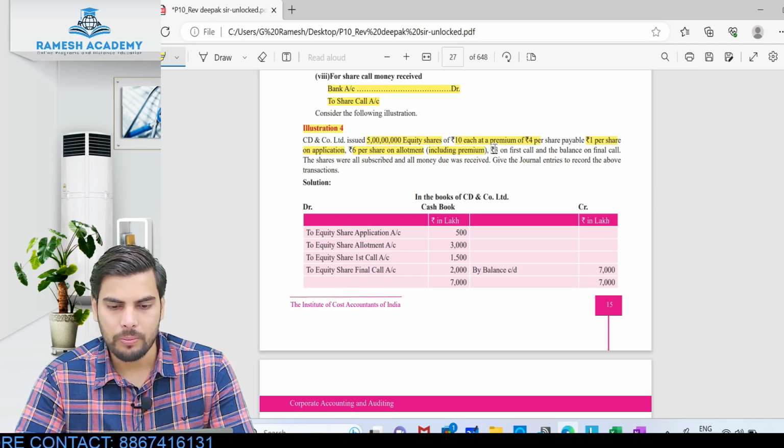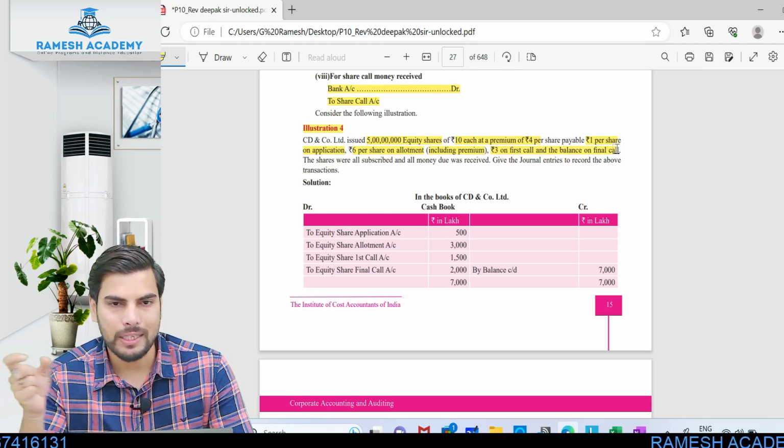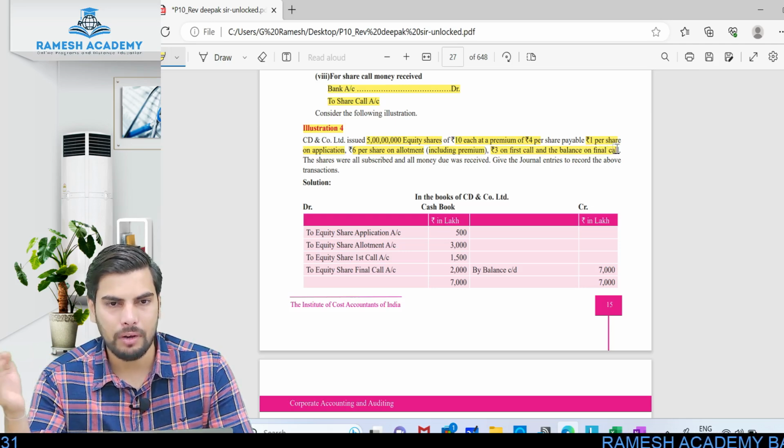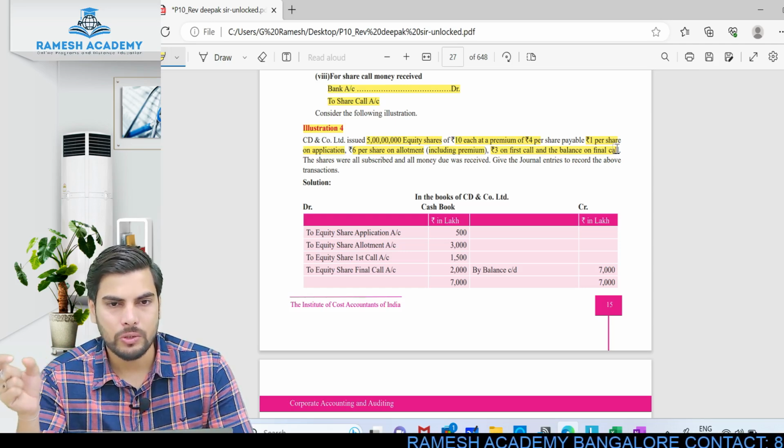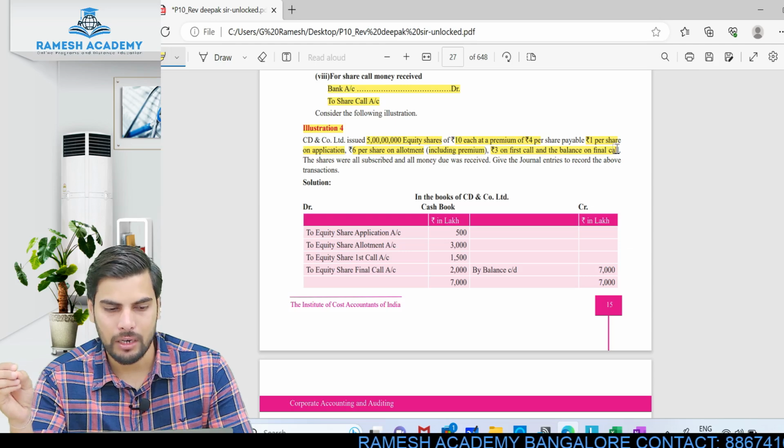Okay, 3 rupees on first call and the balance on final call. So here 2 calls are being made. So the first one you cannot call first and final call, because even after that another call is being made. So instead of calling it first and final call, we'll call it just the first call, and the second call we'll call second and final call.